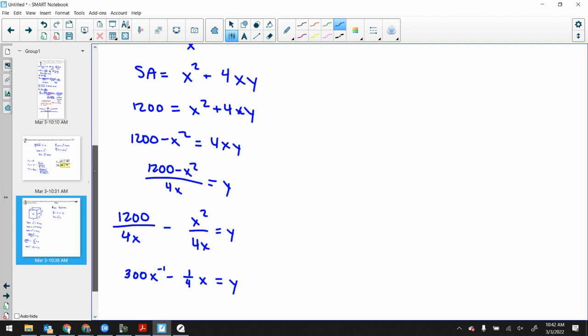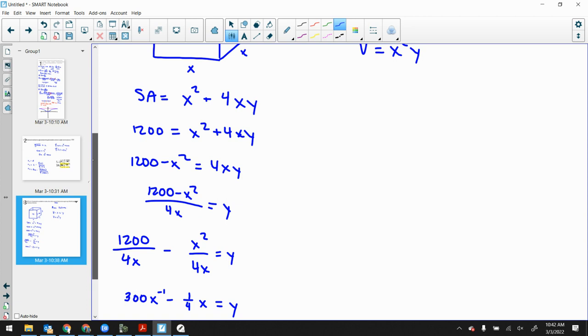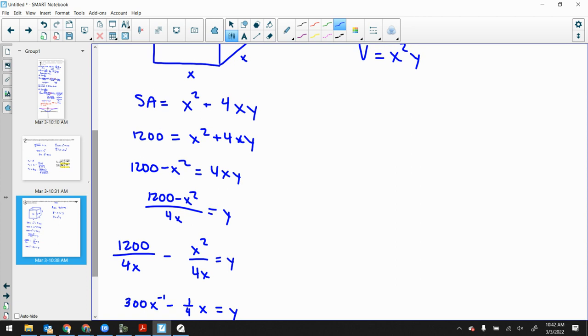Hopefully I can still see it on the same screen. Close. Okay, so now I take that y and I plug it into the volume equation all the way at the top. So volume is equal to x squared times 300 x to the negative first minus 1/4 x.